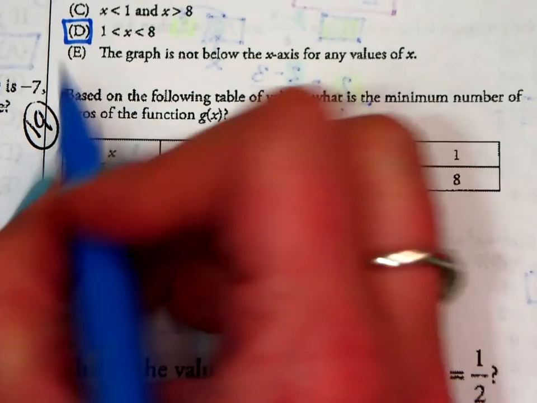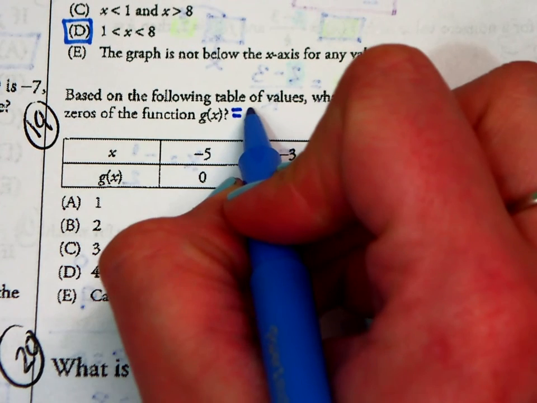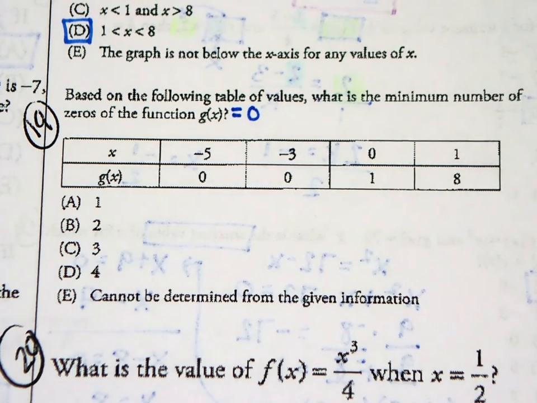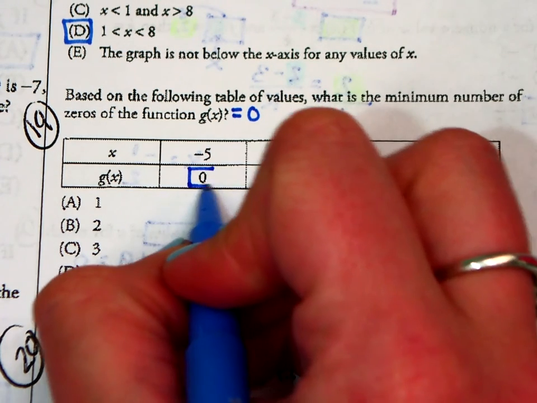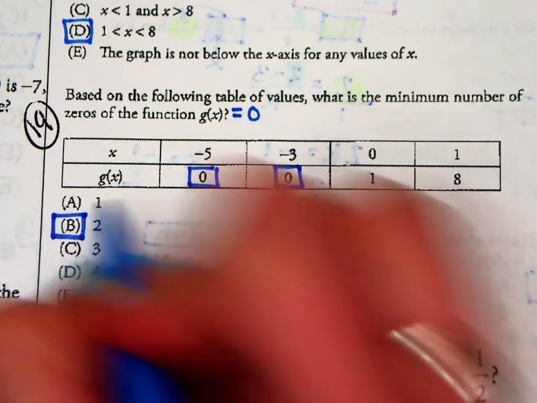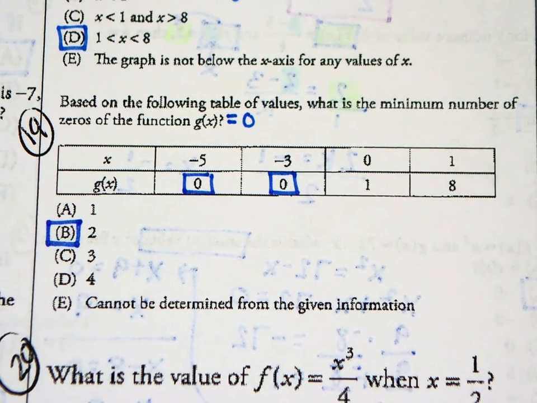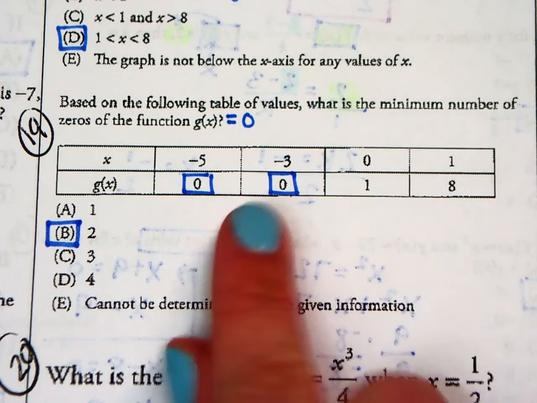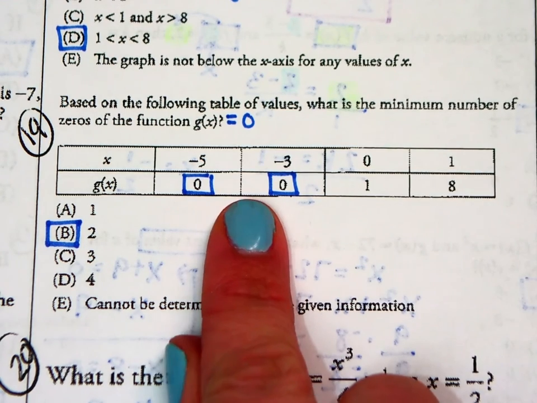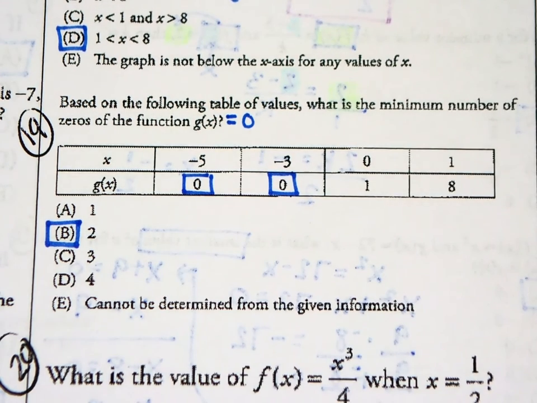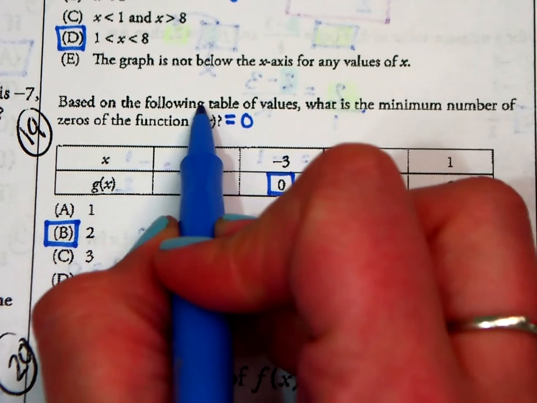So when it is a 0, that is when the function g of x equals 0, okay? So in this problem, I see a 0 here and a 0 here. That means that I can only assume that 2 are zeros, -5 and -3. And the reason you can only assume that is because that's all the chart shows you. It only shows you 2 zeros, so you can only assume that the graph only has 2 zeros because it says based on the table.